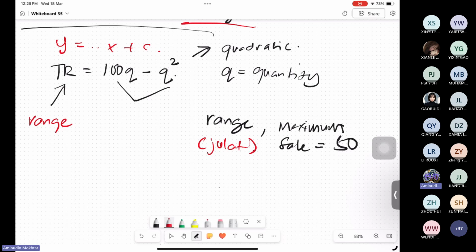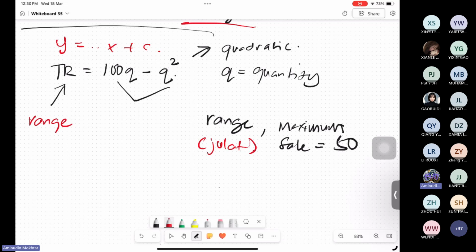Y is located at the left hand side. X is located at the right hand side. So Y equals how many X, for example. In this case, we need to find the value of X first before we can decide for range. The value of Q, or sorry, the value of X, in terms of the total revenue function.